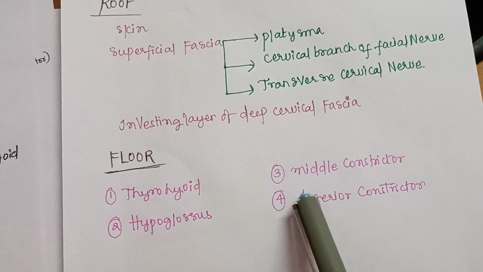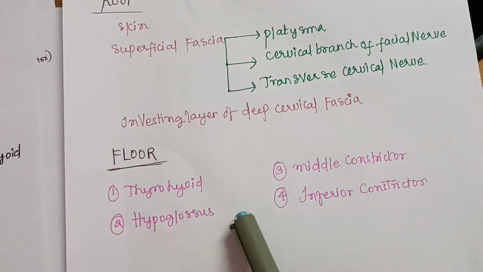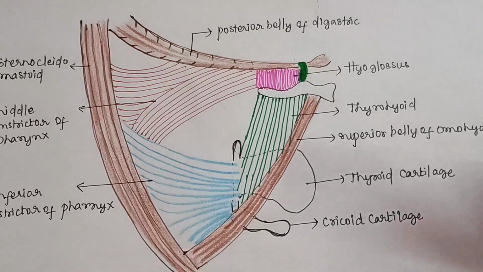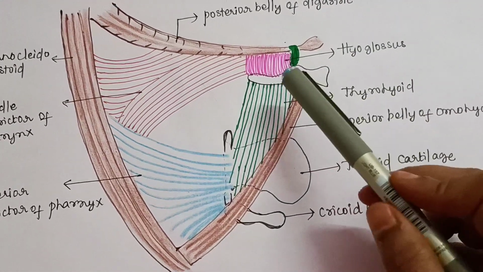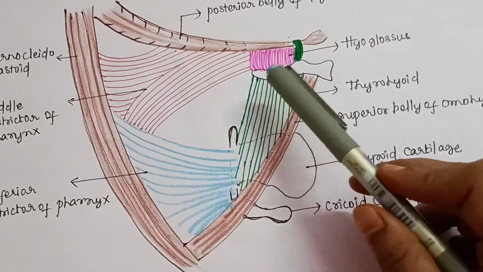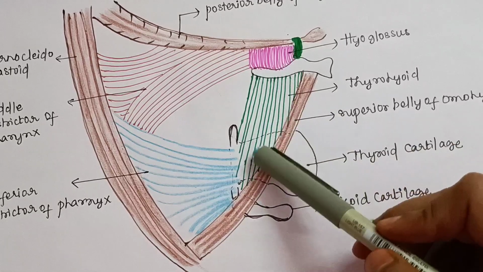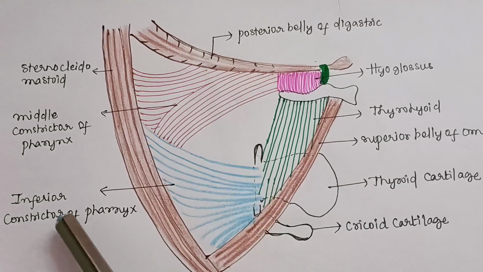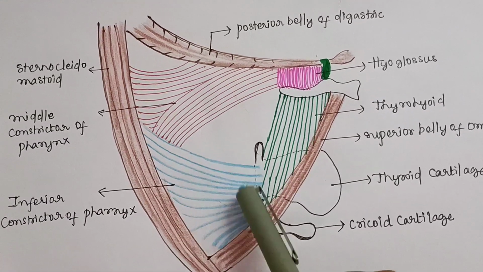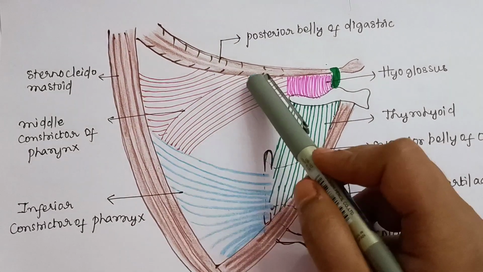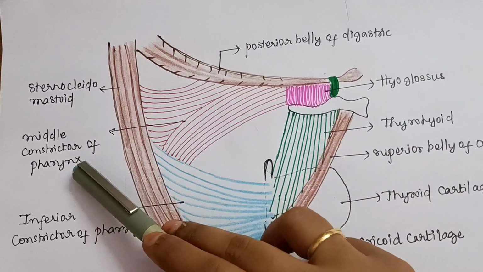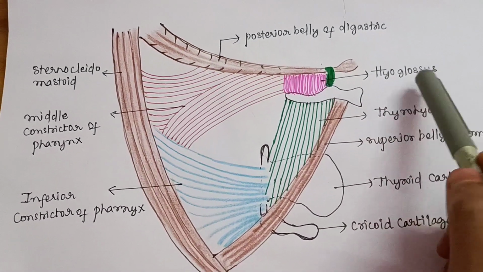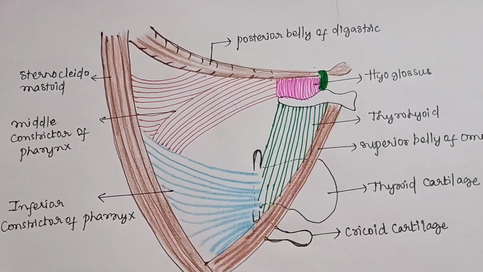Floor has four muscles. They are thyrohyoid muscle, hyoglossus muscle, middle constrictor, and inferior constrictor muscles of pharynx. Okay, so here we can see the thyrohyoid muscle, which is in between the hyoid bone and the thyroid. So this is thyrohyoid muscle, and this is inferior constrictor muscle of pharynx. Okay, inferior constrictor of pharynx, and this is middle constrictor of pharynx towards the sternocleidomastoid, and this is hyoglossus muscle. Okay, these are the muscles of floor.